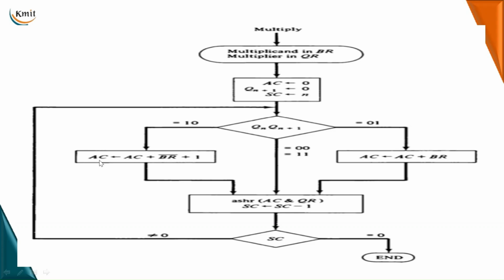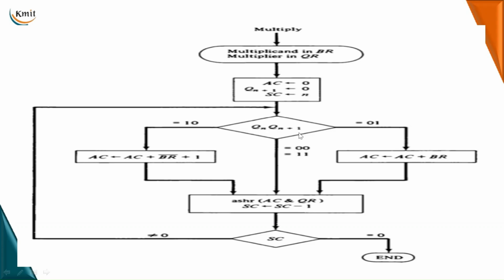Similarly, if the combination of Qn and Qn plus 1 is 0, 1, then the contents of the AC register are added with the contents of the BR register and the result is copied into the AC register. Once these operations have been performed, we perform an arithmetic shift right operation on the contents of AC and QR and then decrement the sequence counter by 1.